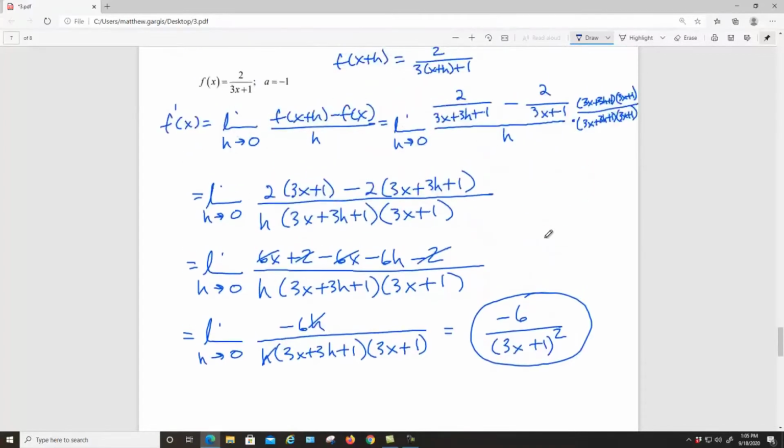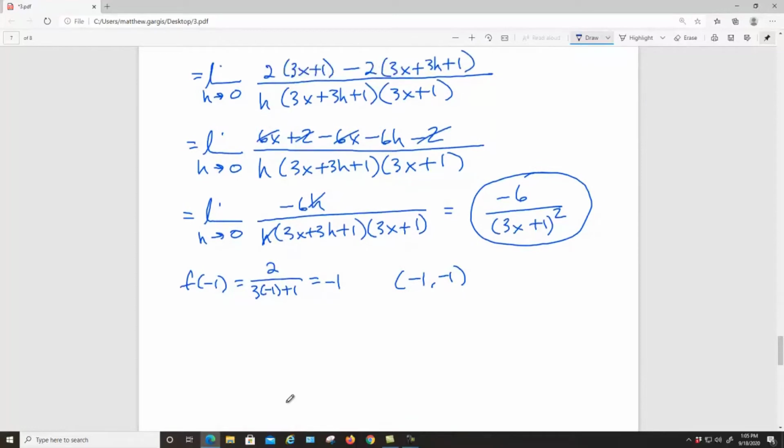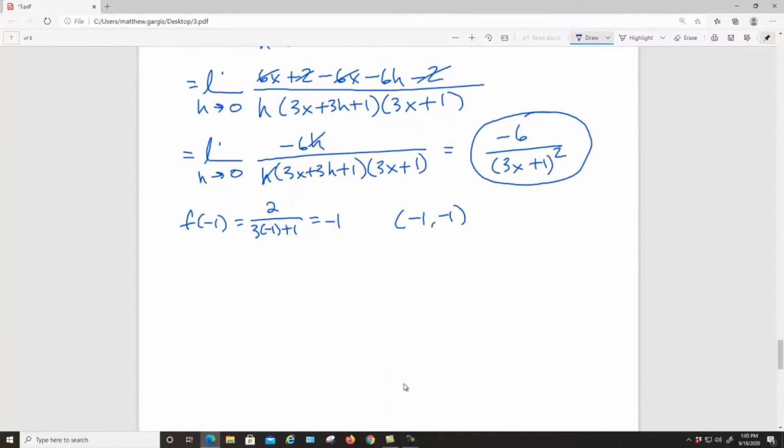Now the point that they gave us was x equals negative 1. So if I take the function and put in negative 1 for the x value, I'd have 2 over 3 times negative 1 plus 1. So that would be 2 over negative 2, which is negative 1 also. So the point where I'm wanting to find the equation of the tangent line is at negative 1, negative 1. Okay, so now let's find the slope at negative 1 and see what that is.